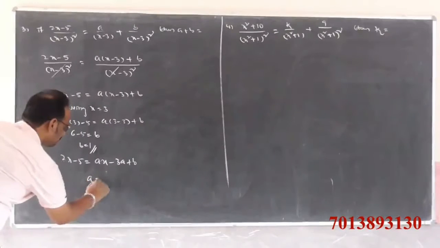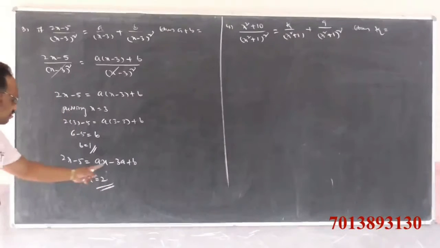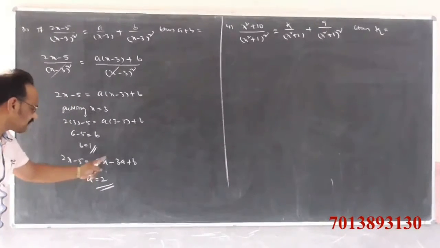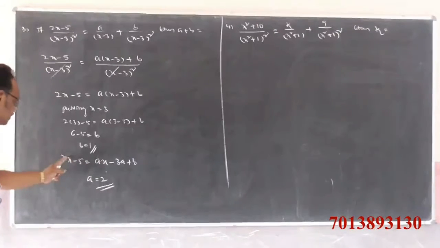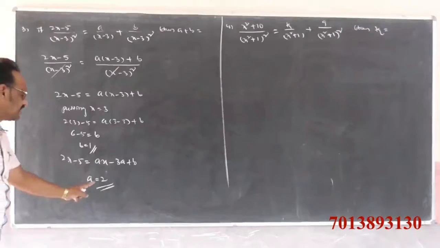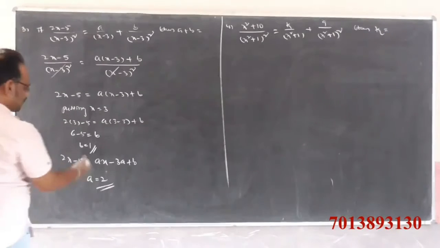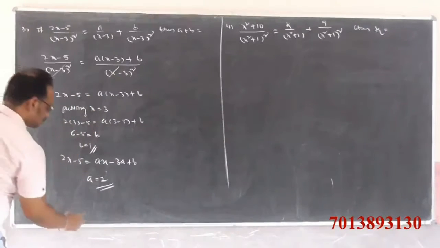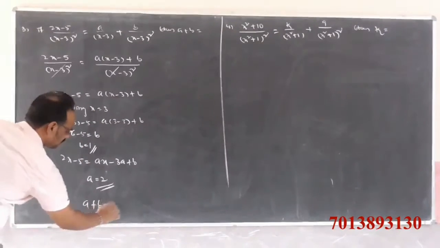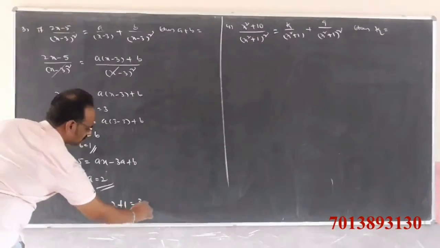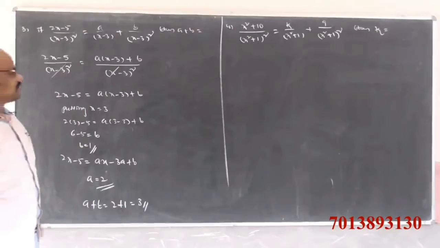So we get a is equal to... observe here, coefficient of x is a, here coefficient of x is 2. So clearly a is equal to 2. So we get the a and b values. We want a plus b. So a plus b is equal to 2 plus 1, that is 3. That is the value of this.